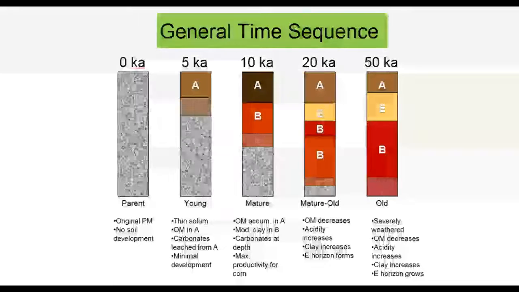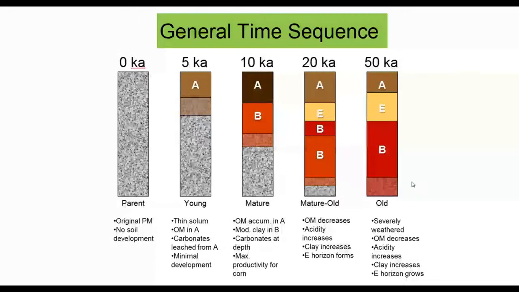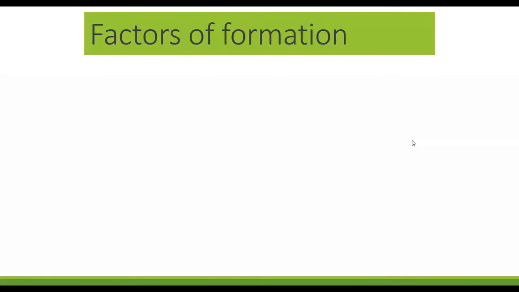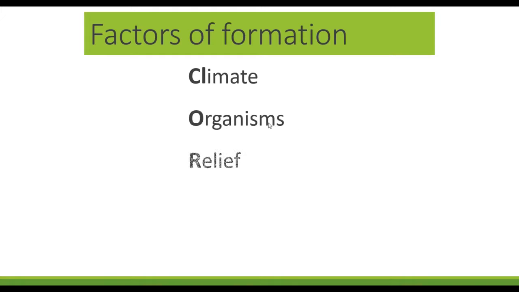So if we think about the general time sequence, again, start at 0. You just have the parent material. By the time you hit 50,000 years, Ka stands for thousands of years, you get a much more well-developed, thicker profile to look at. So deeper soils over time. So factors of formation, again, our climate, organisms, relief, parent material, and time, or CLORPT. These factors of formation make the soil look the way that it does.